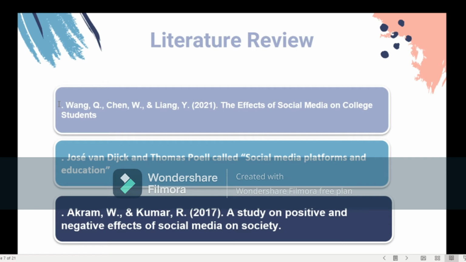Some claim that social media serves an important function in assisting academics with specific education activities, such as knowledge transfer. There is a website called Kahoot that educators are using a lot nowadays, while others say that teachers have recognized social media as a continual source of frustration, causing disturbance in the classroom. And the last paper was done by Mr. Akram and Kumar. They released a paper called "A Study on the Positive and Negative Effect of Social Media on Society." I will talk about the advantages and disadvantages in the next slide.